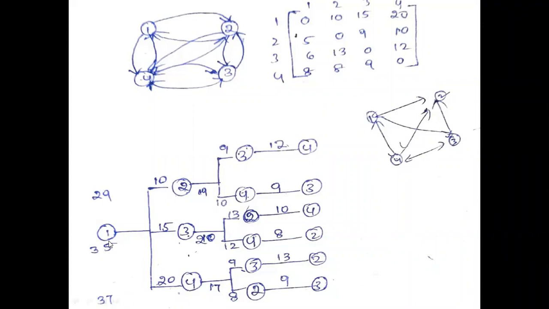Next, suppose you consider 1 to 3. From 3 you reach the remaining vertices, that is 3 to 2, 2 to 4, or 3 to 4, 4 to 3. Here the distance is 13 plus 10, 23. Here 12 plus 8, the distance is 20.